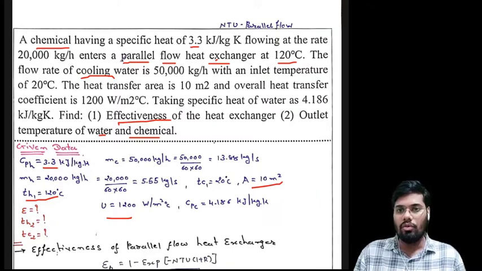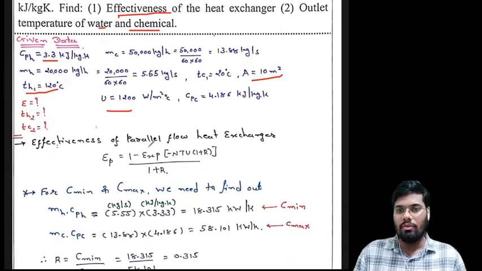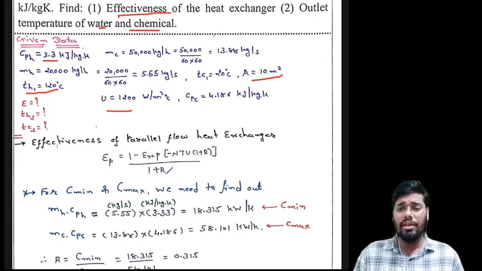We know that our configuration is parallel flow heat exchanger. So the equation for effectiveness for parallel flow heat exchanger is equal to 1 minus exponential of minus NTU (1 plus R), upon 1 plus R. Remember one thing, whenever we are going to use NTU method, we need to find out C minimum and C maximum. After getting value of C minimum and C maximum, we can find out NTU and R, and from NTU and R we can get the value of effectiveness.